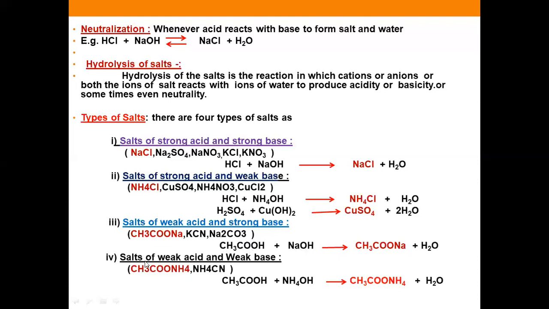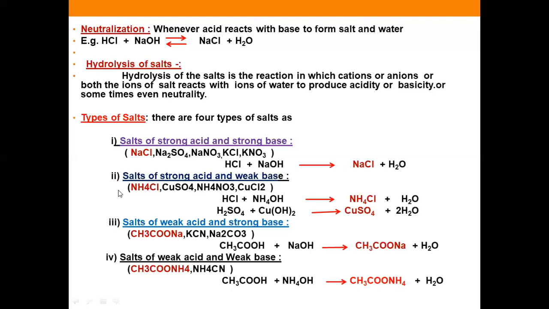Then the fourth is salts of weak acid and weak base. What is the salt of weak acid and weak base? Suppose weak acid like acetic acid and weak base ammonium hydroxide, whenever they react with each other, give ammonium acetate, and this ammonium acetate is a salt of weak acid and weak base.